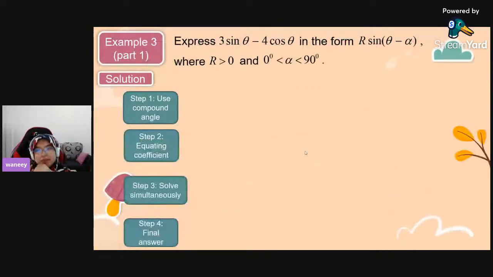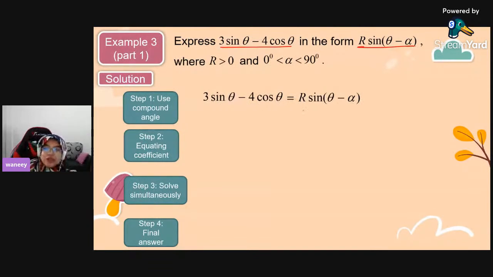Okay, example 3: express 3 sine theta minus 4 cos theta in the form of r sine (theta minus alpha), where r is greater than 0 and alpha is between 0 and 90 degrees. Basically we just need to find r and alpha first, because this is part 1. So we need to write them down: 3 sine theta minus 4 cos theta equals r sine (theta minus alpha).